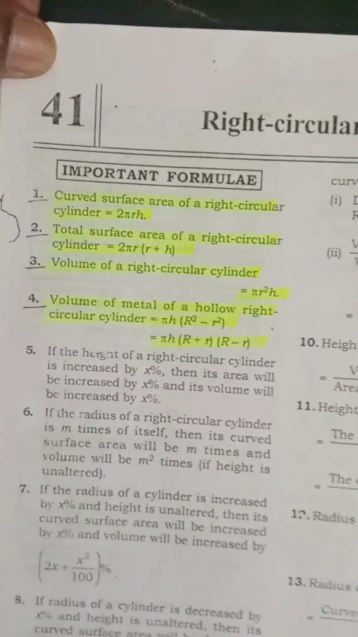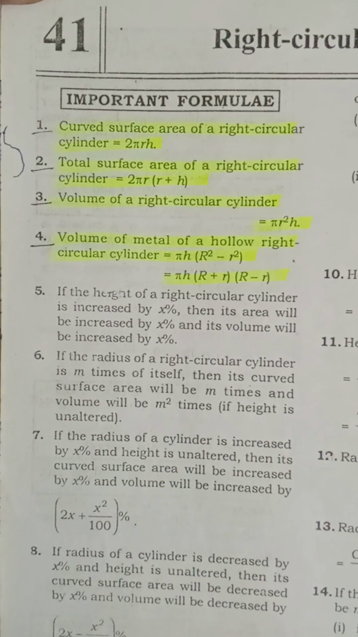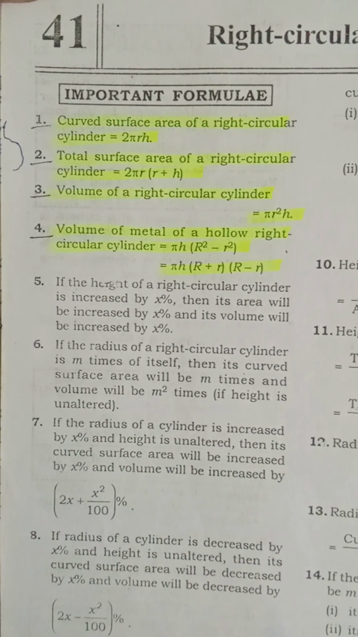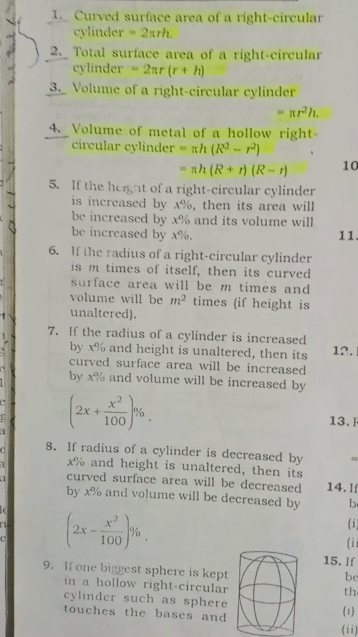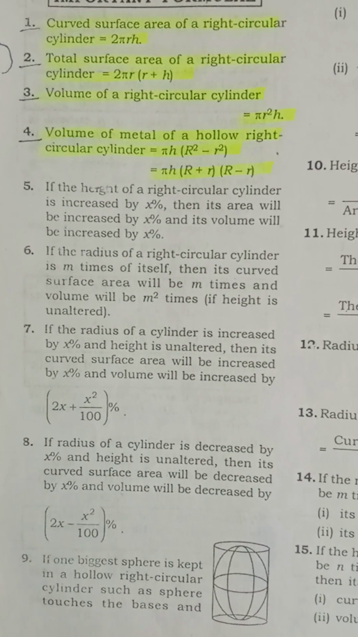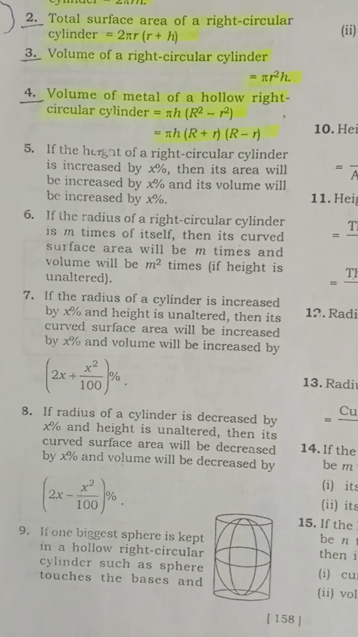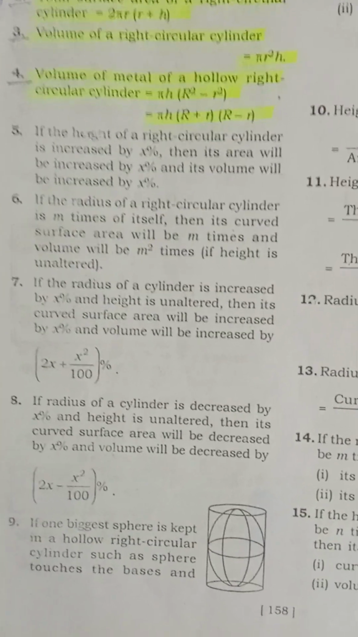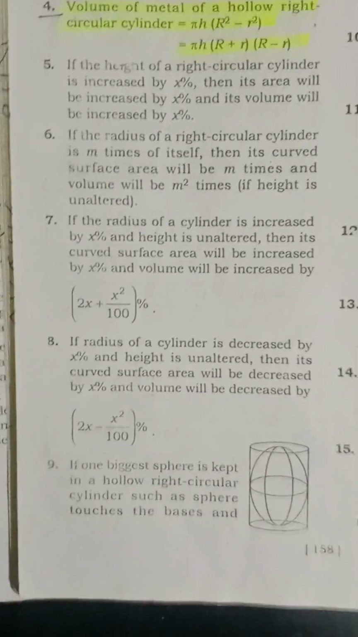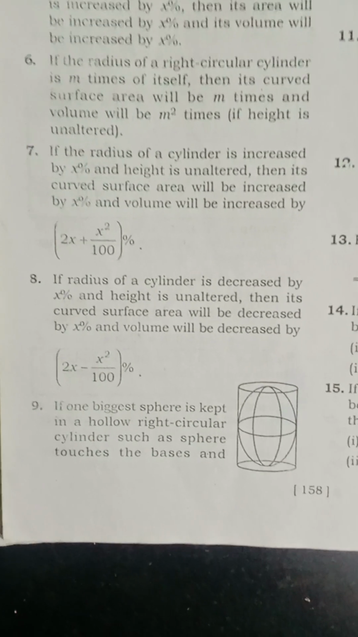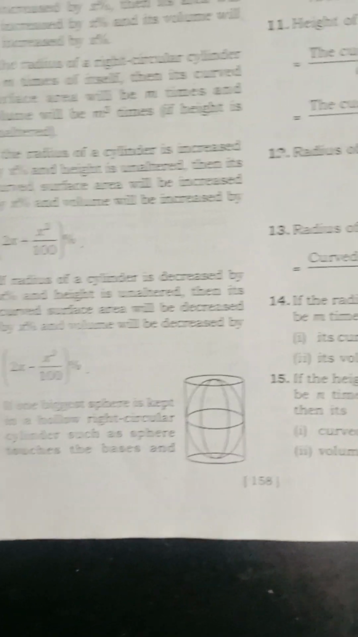Right circular cylinder. Curved surface area of right circular cylinder is 2 pi r h. Total surface area of right circular cylinder is 2 pi r into (r plus h). Volume is pi r square h. Volume of metal of hollow right circular cylinder is pi h (capital R square minus r square). This is a basic formula related to cylinder.